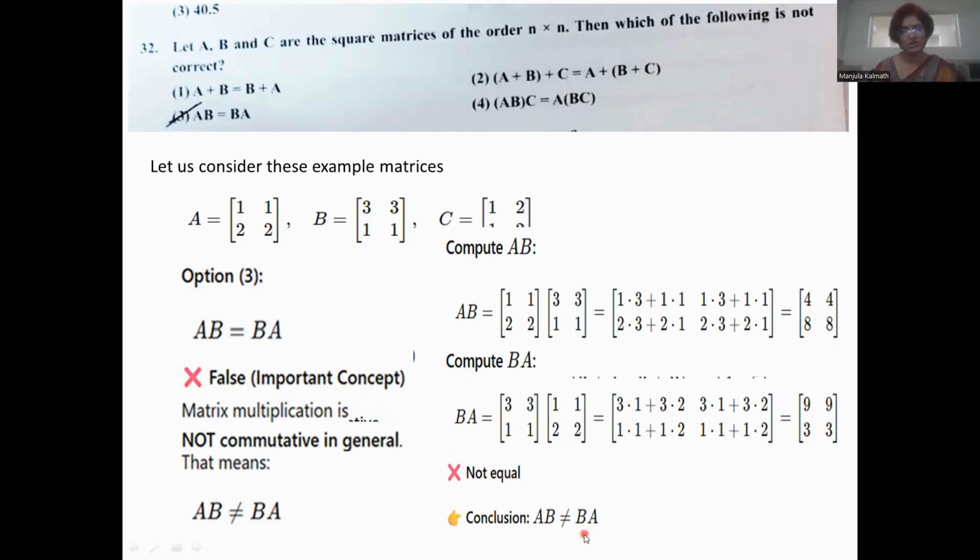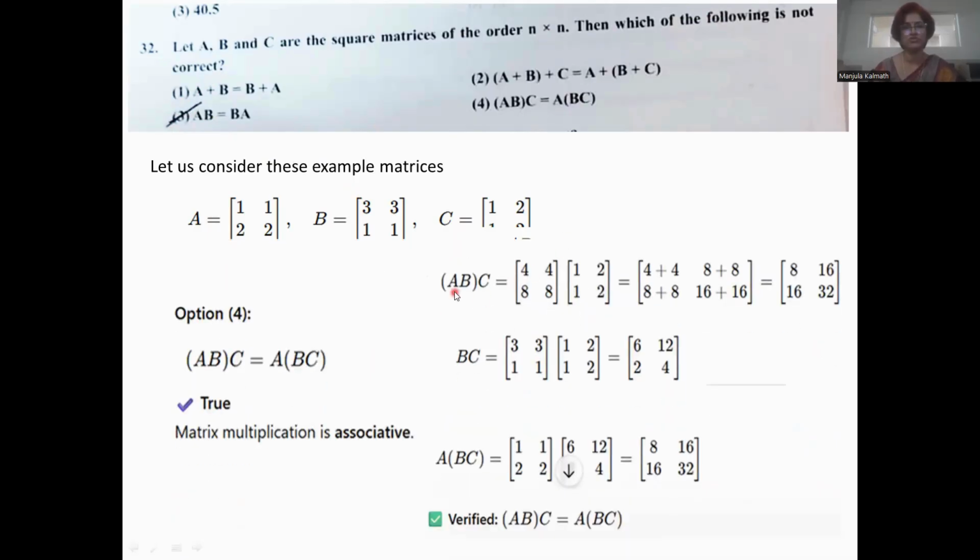That's what AB is not equal to BA, which is not the correct option. That is the third one. The third one is not the correct option. The next one we have to check here. Fourth one, the associative property on matrix multiplication.